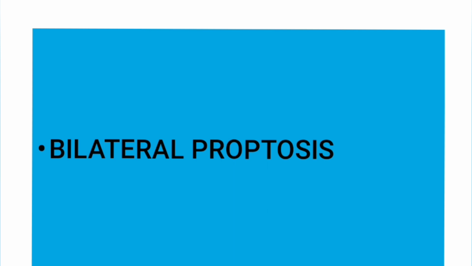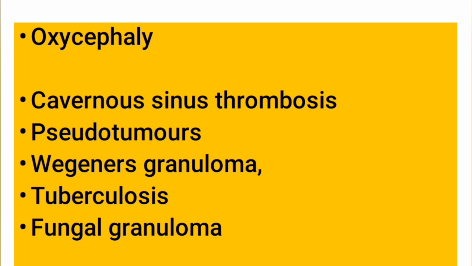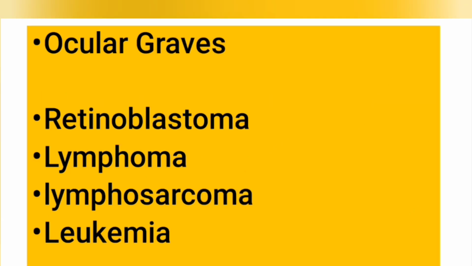Coming to the causes of bilateral proptosis, we have the congenital anomalies. Most often, congenital causes will lead to bilateral proptosis, like oxycephaly. Infective causes like cavernous sinus thrombosis can lead to bilateral proptosis. In the tumors, we have again pseudotumors, Wegener's granulomatosis. There can be tuberculosis or fungal granuloma. It can follow ocular Graves', retinoblastoma, lymphoma, lymphosarcoma, and leukemia. These are the various causes for bilateral proptosis.